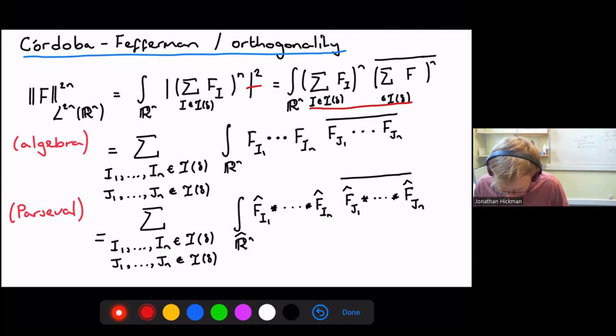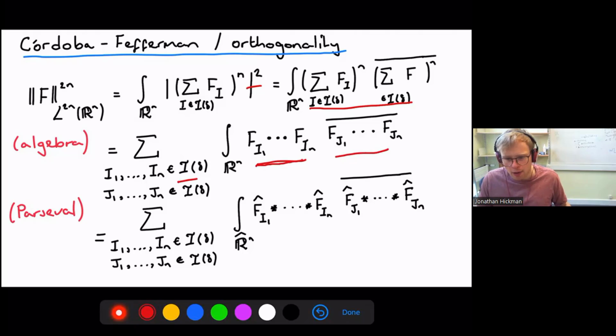So the next step is simply to expand out these products of sums as sums of products. Once you do the algebra and pull out the summation, you end up with the sum over all pairs of n-tuples of intervals I1 up to In and J1 up to Jn, where we're integrating these L2 inner products of a left function and a right function. The left function is just the product of f_I1 up to f_In, and the right function is just the product of f_J1 up to f_Jn.